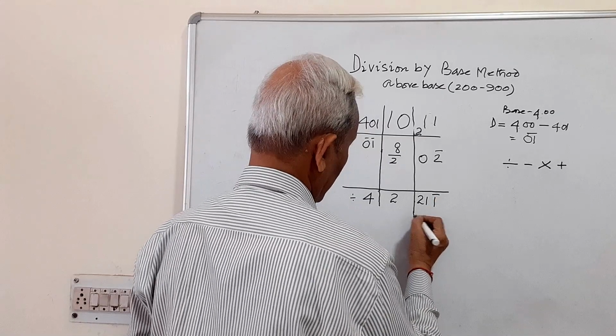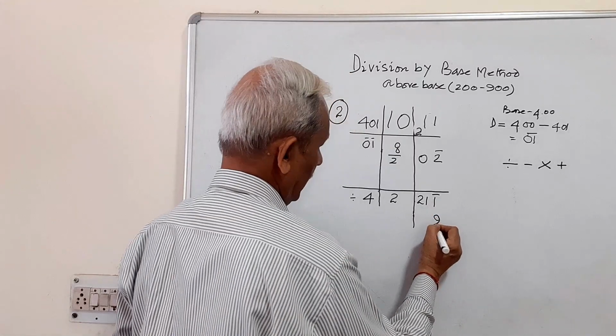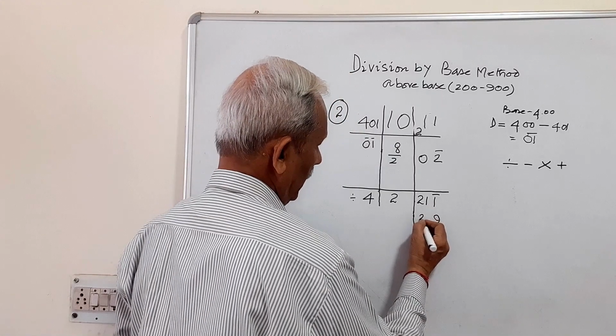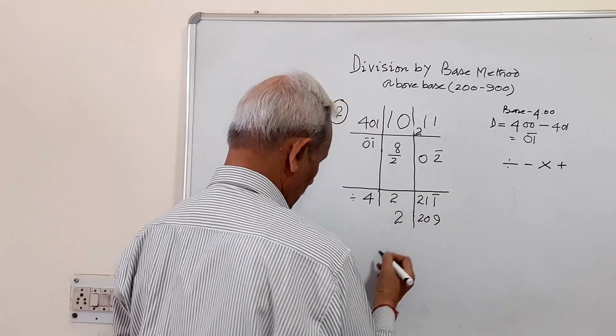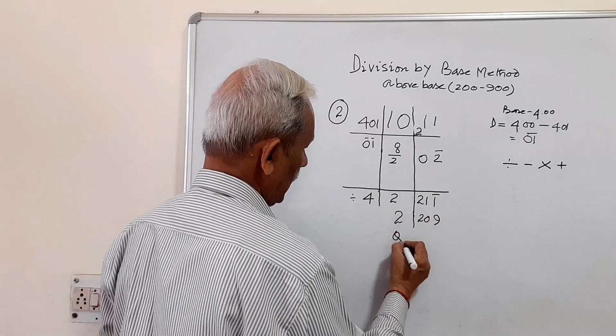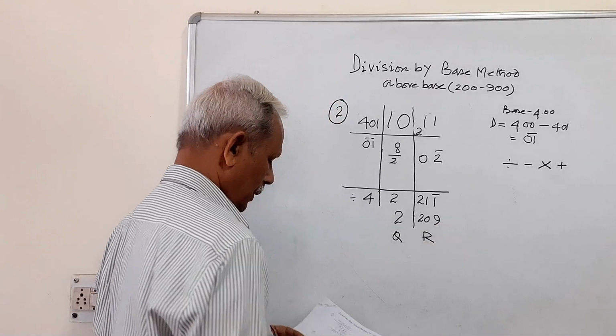Now devinculate this. 10 minus 1 is 9. Reduce this 21 by 1. This becomes 209 and this is 2. So the answer is 2 as the quotient. The remainder is 209. Quite simple. Right?